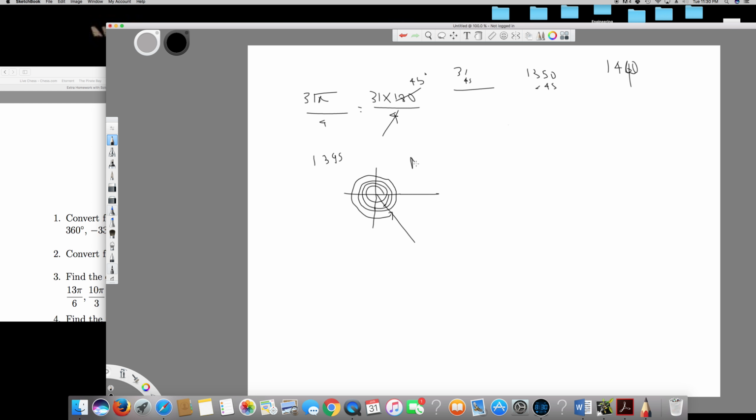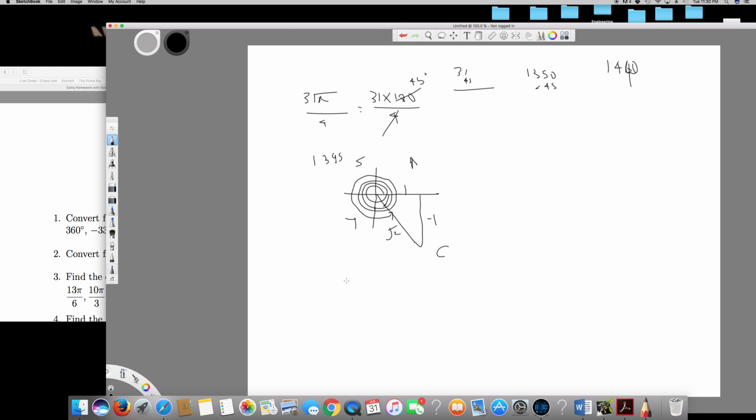So we have to remember "All Silver Teacups" right here. It means in this quadrant only cos is going to be positive, so all the others except cos are going to be negative. Let's find the values right here. As you know already, sine 45 is 1 over root 2. In this case sine is negative, so the opposite side is going to be negative 1, and root 2 is the hypotenuse, so we don't have to worry about that. And adjacent is going to be positive because cos is positive.